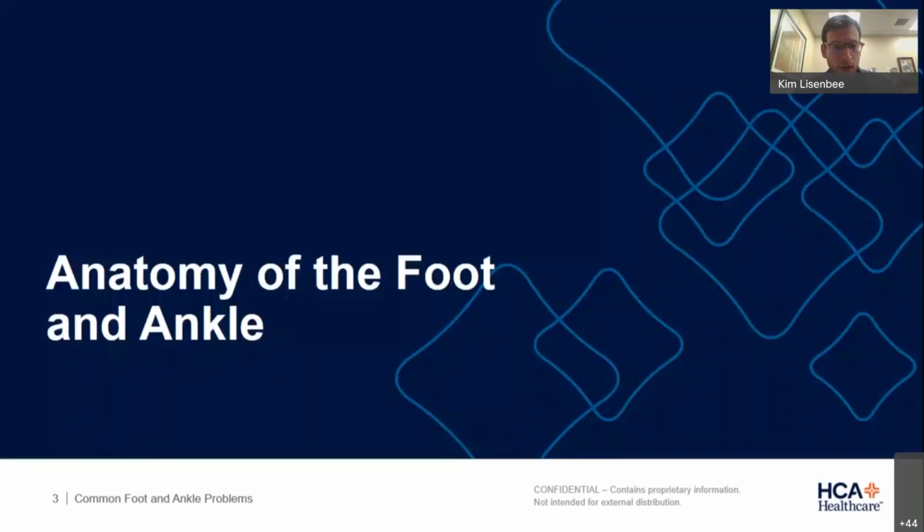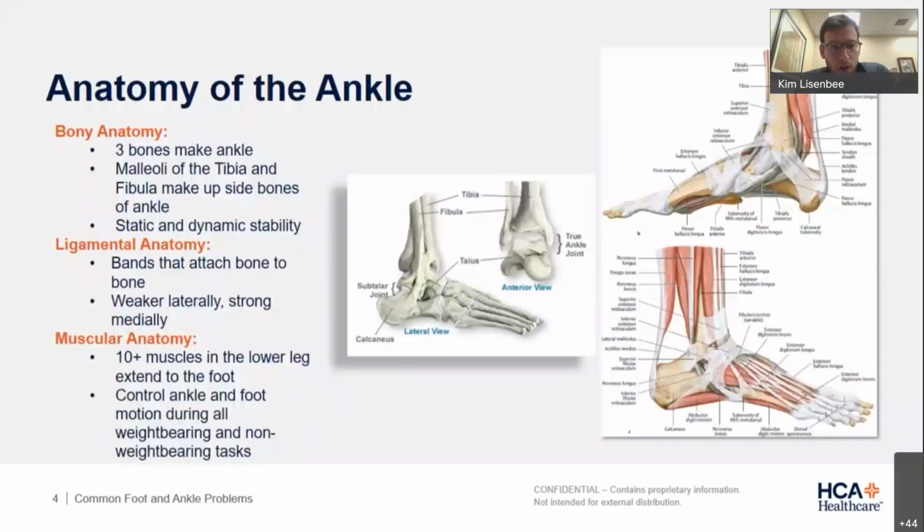Okay, so we'll go over the anatomy of the foot and the ankle. We'll talk about the ankle first. The true ankle joint is made up of your tibia, fibula, and your talus, which is that little weird shaped bone right here. Both of those provide a lot of stability laterally. So most of the motion occurs forward and backwards.